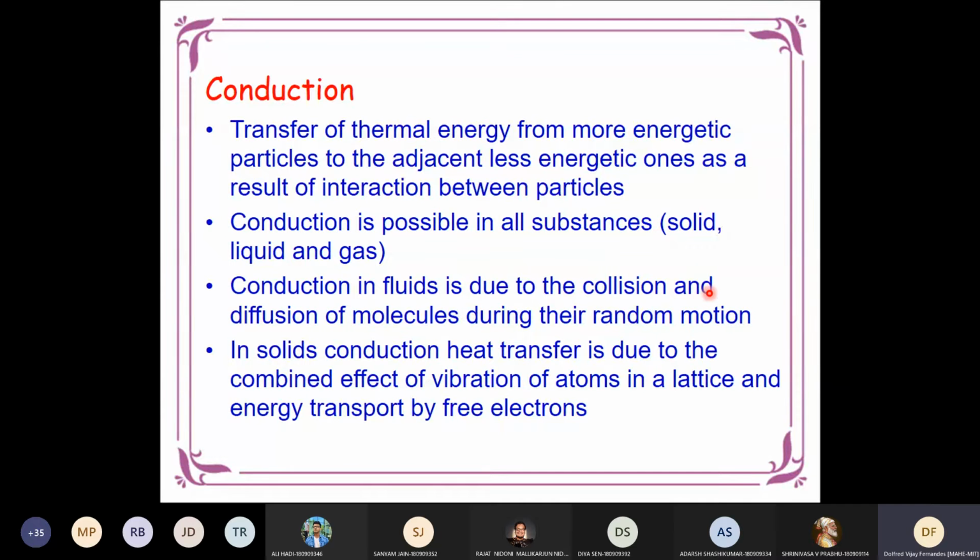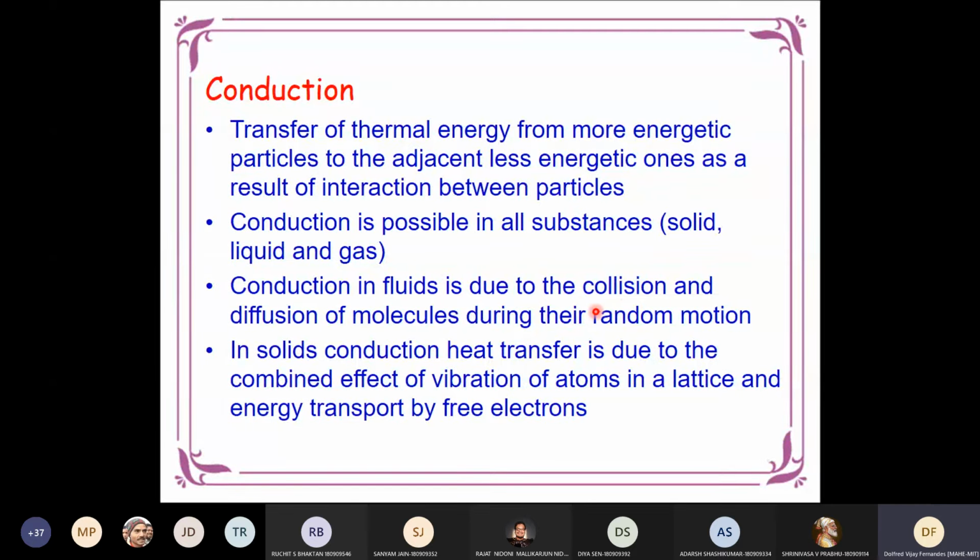Conduction in fluids is due to collision and diffusion of molecules during the random motion, whereas in solids, it is due to the combined effect of vibration of atoms in the lattice. In addition to that, there is also energy transport by free electrons. Okay, that will be added. I mean, vibration is the major part, but the free electrons also carry the energy. So that is the conduction in solids. Okay, so this is clear.